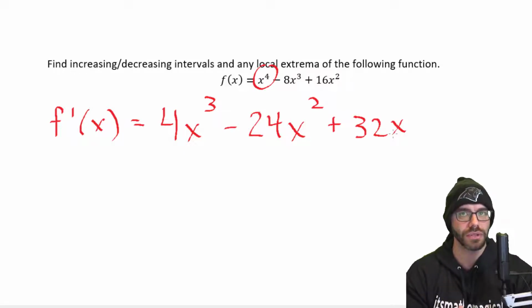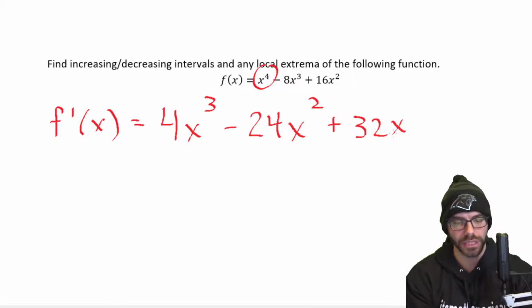And so to find increase and decrease in intervals and local extreme values, what we want to do is set this first derivative equal to 0, because remember, that's where we have horizontal tangent lines, and so that's where we might have a change in direction to the graph of f of x. So let's set this equal to 0.